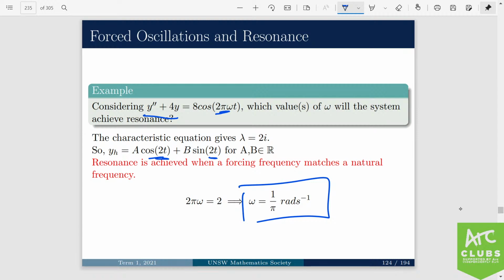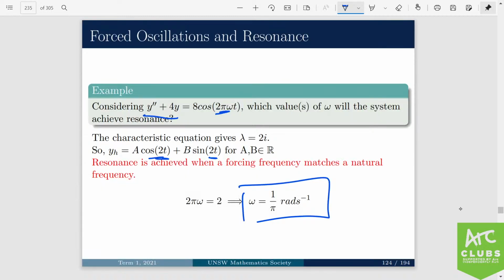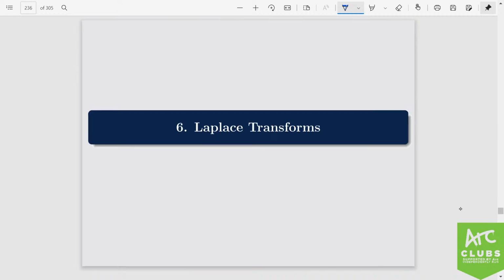So what that's saying is the system has natural frequencies that it can vibrate at, and when you force the system to vibrate at that frequency, you get amplitude that just keeps increasing until you possibly achieve catastrophic failure. Cool. And that's the end of the ODEs topic. I'll just pause for a second in case there's any questions, and then we'll push forward into Laplace transforms. Cool.